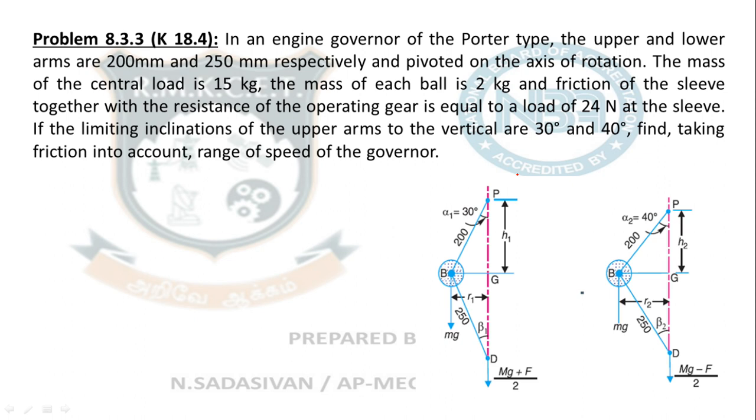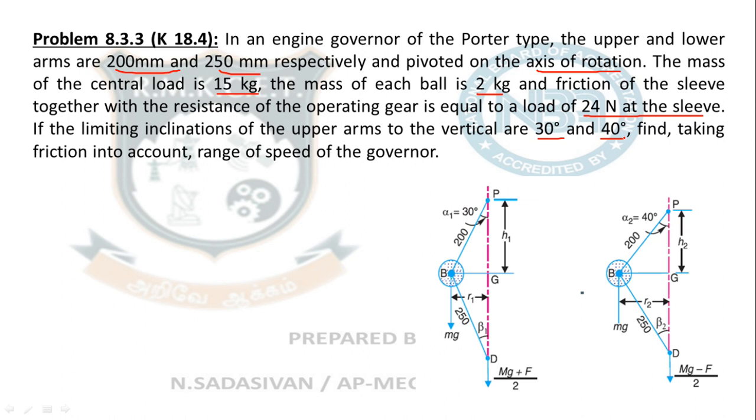Q will come. In an engine governor of Porter type, the upper and the lower arms are 200 mm and 250 mm respectively and pivoted on the axis of rotation. The mass of the central load is 15 kg. Mass of each ball is 2 kg. Friction of the sleeve together with the resistance of operating gear is equal to 24 Newton at the sleeve. Limiting inclination of the upper arms to the vertical is 30 and 40 degrees.